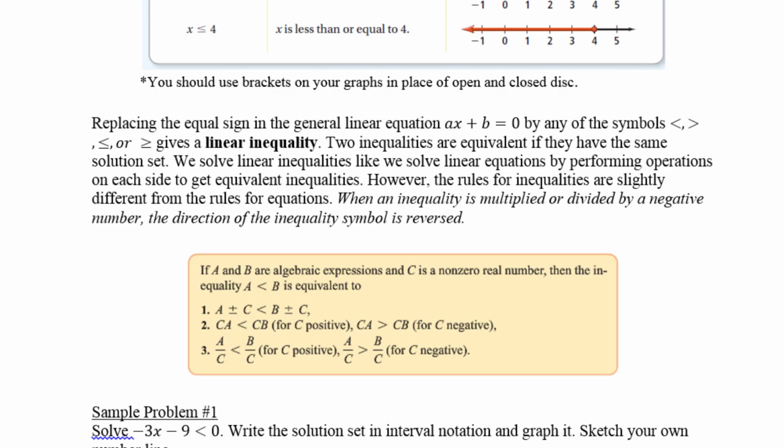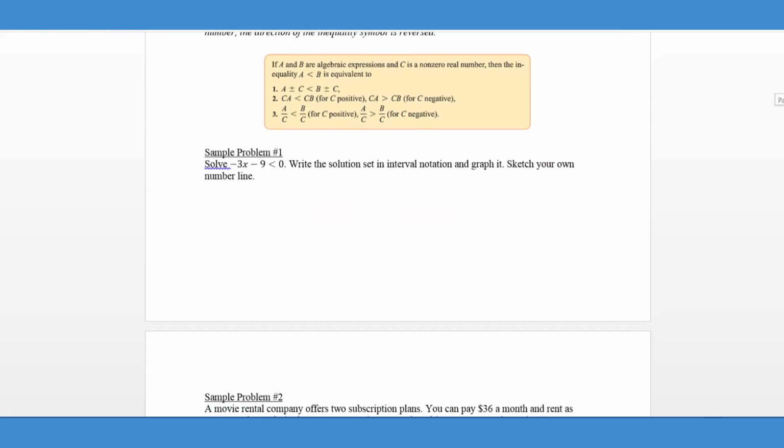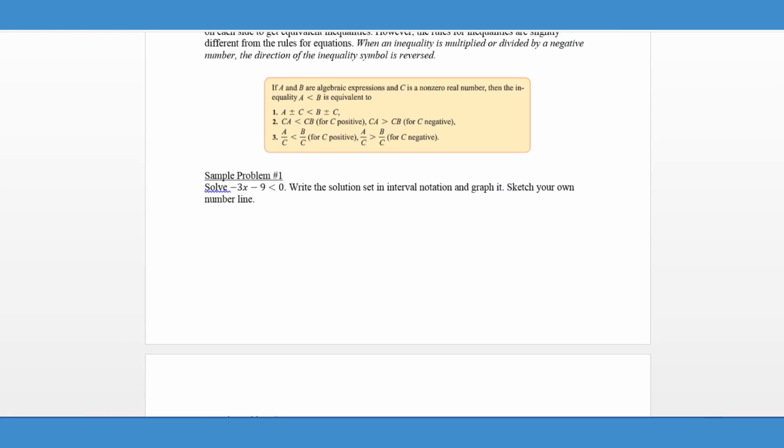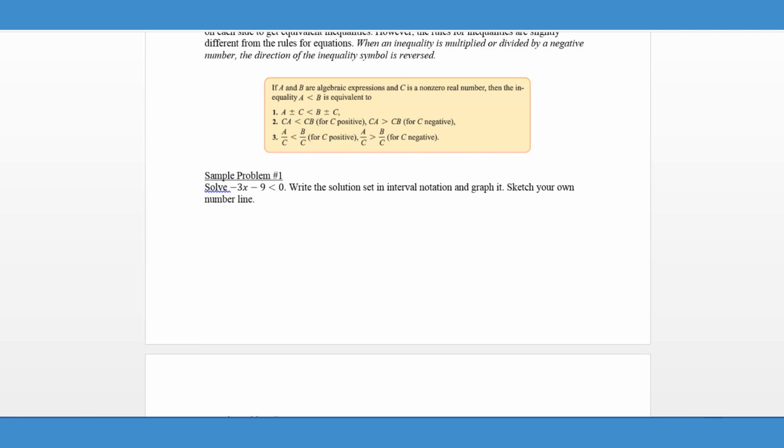So let's take a look at sample problem number 1. Now, I didn't give you an example in this, figuring that solving equations was probably a good review. We're just adding in an inequality here. And you can use the previous graphic to help you with the graphing. So go ahead and pause the video and work sample problem number 1, and then come back and look at the solution.